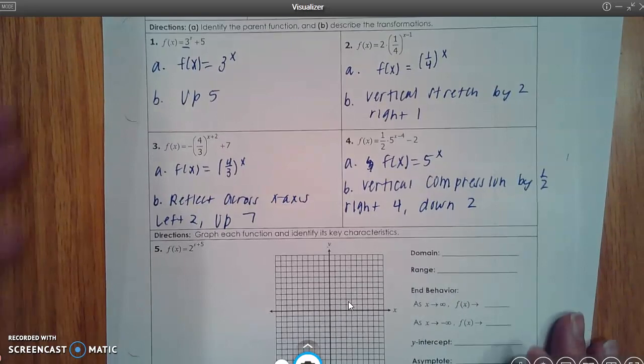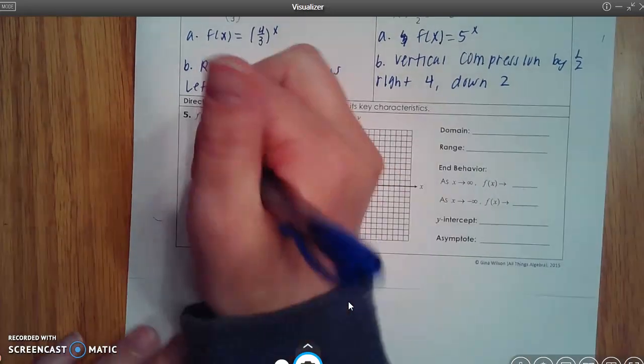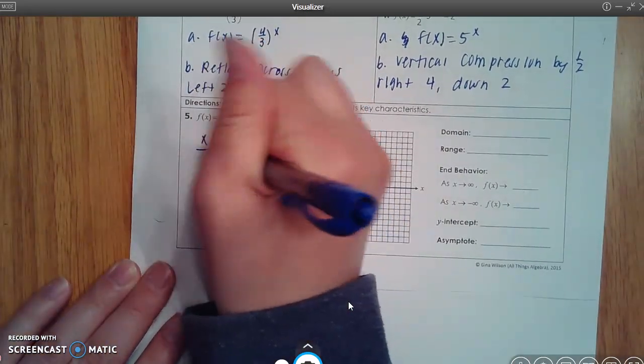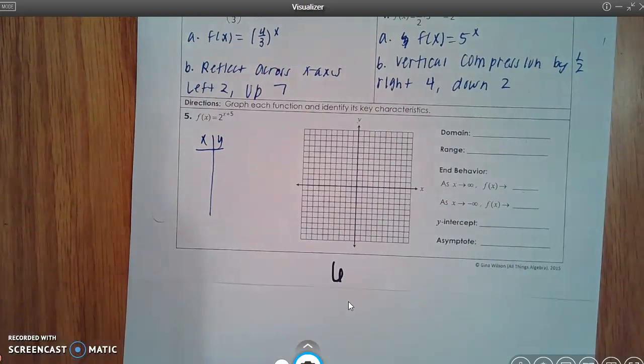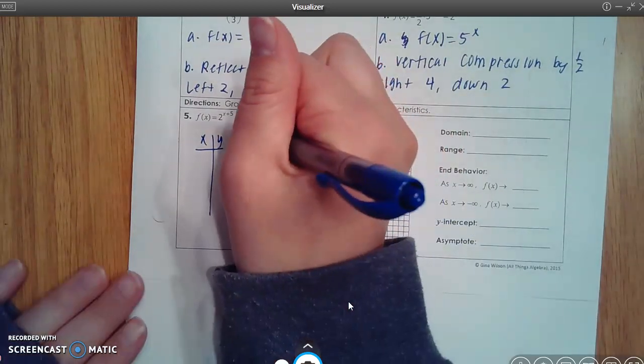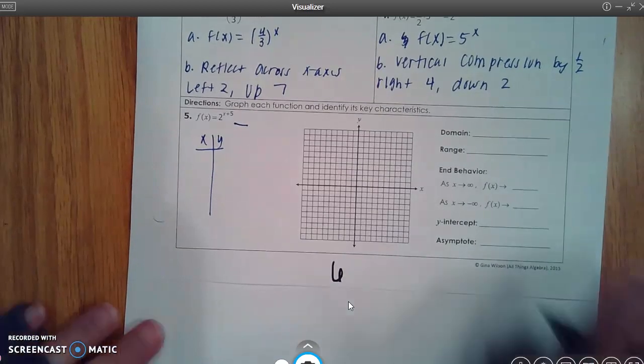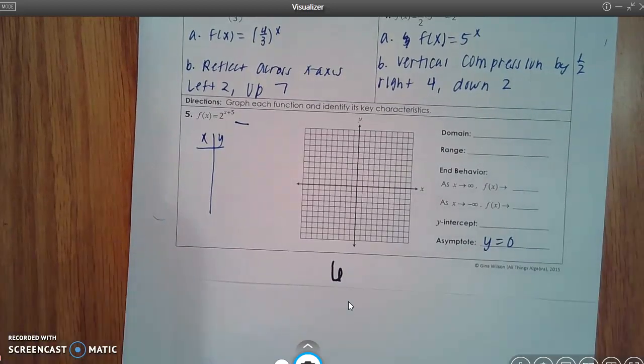Okay, let's get to graphing. So we talked about before how to go through and find the asymptote, and that should also be the first thing that you find again in this one. We are not adding or subtracting anything outside of that function, so my asymptote will be at 0.